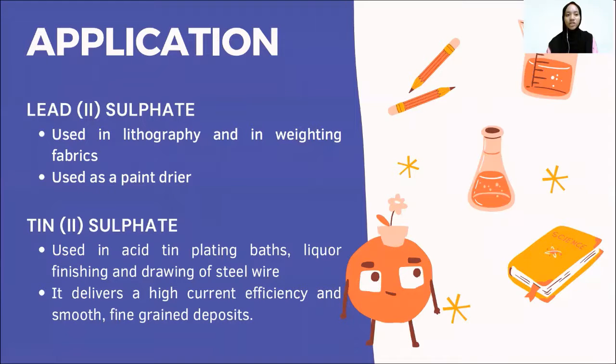This is the application of the sulfates of group 14 elements. The first one is lead sulfate. Lead sulfate is used in lithography and in weighting fabrics and is also used as a paint dryer. The second one is tin sulfate. It is used in acid tin plating, both lacquer finishing and drawing of steel wire. It delivers a high current efficiency and smooth fine grain deposit.